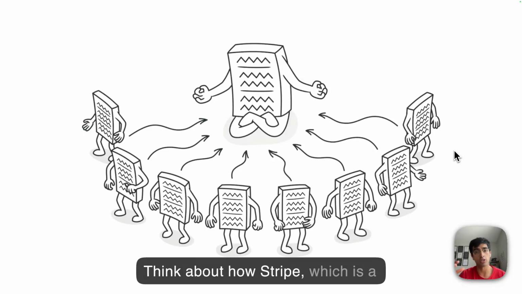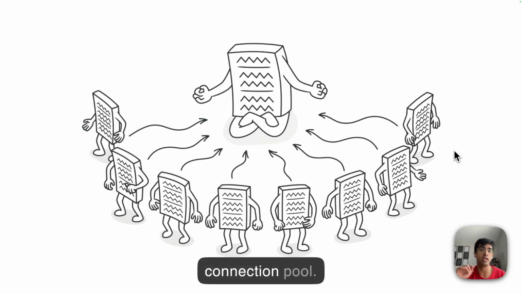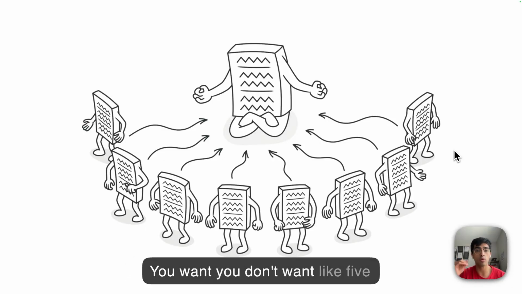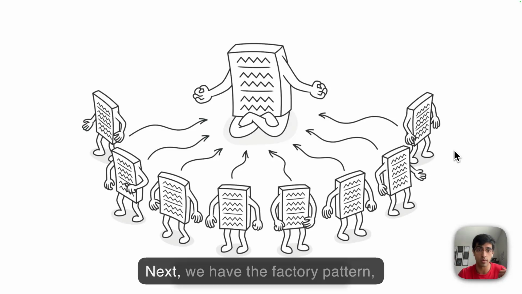Think about how Stripe, which is a payment processing system, handles your payment configuration object, or how your app has only one database connection pool. You don't want like 5 different chefs in the kitchen all claiming to be the head chef and being in charge and then contradicting each other, because that confuses everyone.